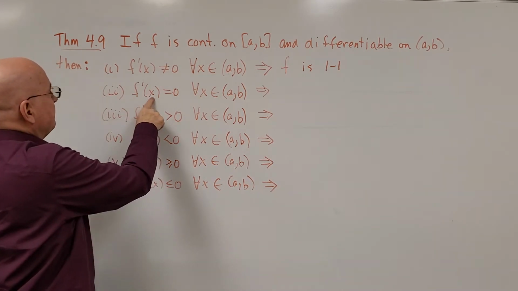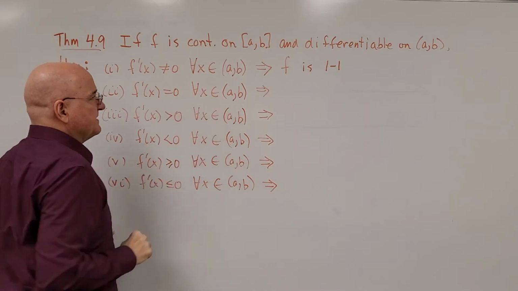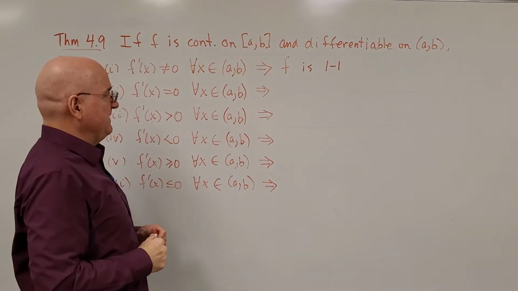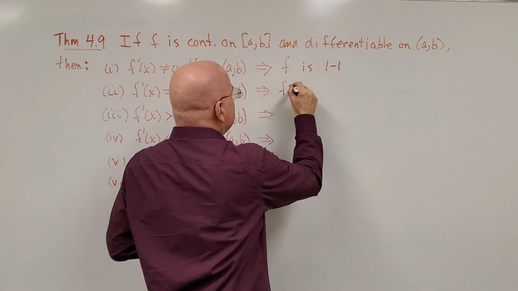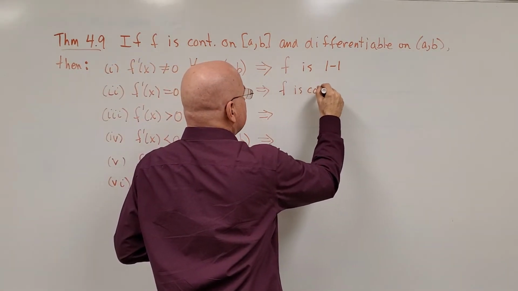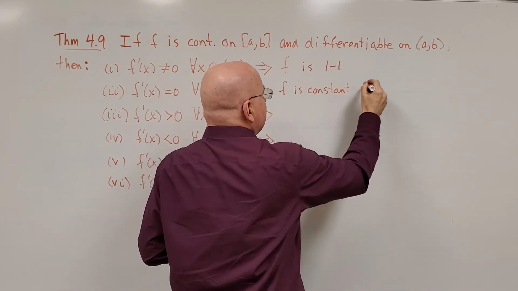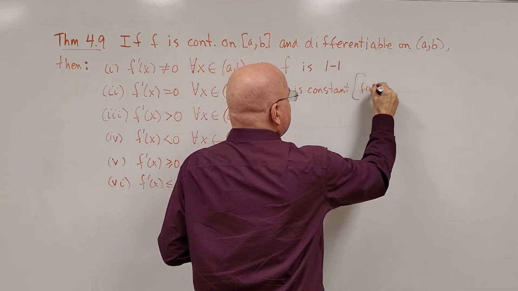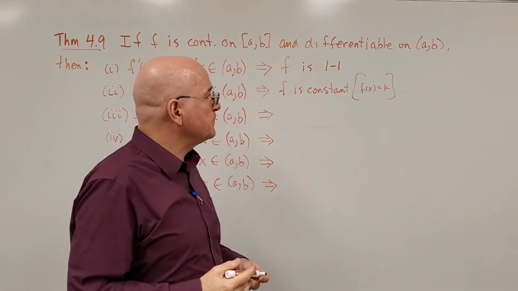Well, suppose f prime of x is equal to 0 for all values of x in the interval a to b. Well, that means it's a horizontal line, or we would say that f is constant. It's the constant function. Maybe we could say f of x is equal to k for some real number k.